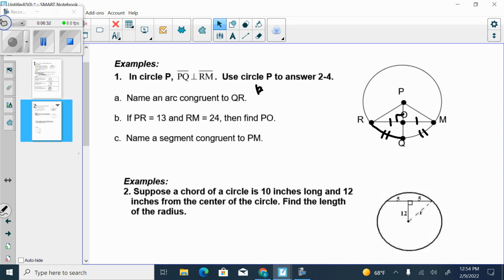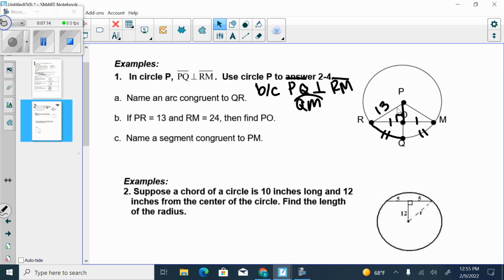So because PQ is perpendicular to RM, we know it's going to be the arc QM that's congruent. All right. Okay. On B, they said that the segment PR is 13. So this piece over here is 13. And that RM, this entire chord, is 24. And they want us to find PO, this piece here.